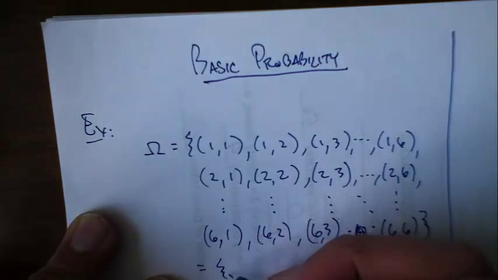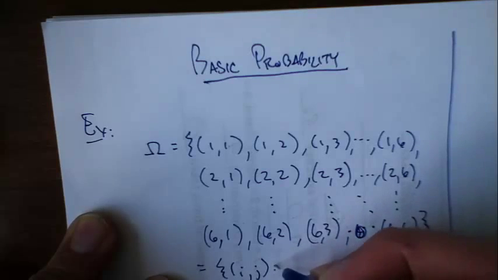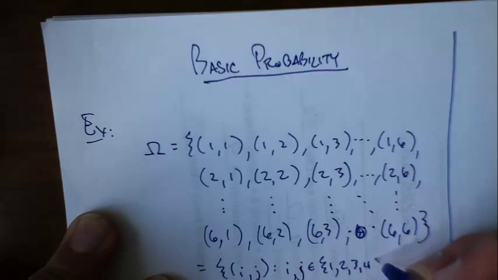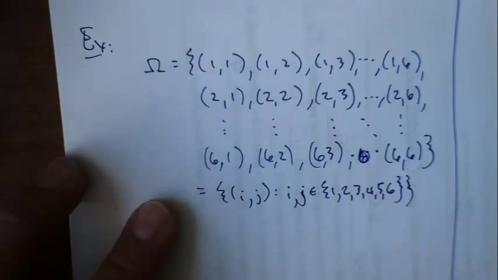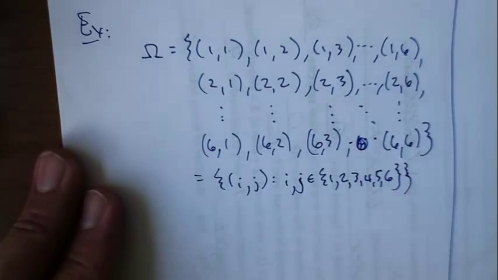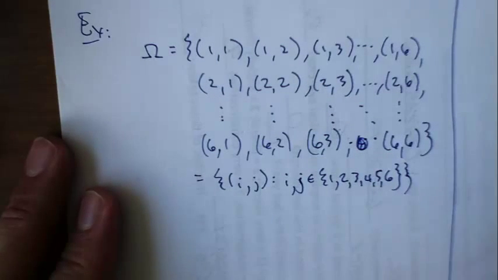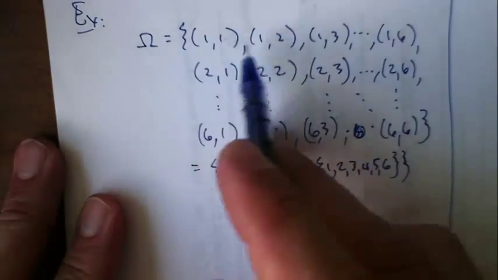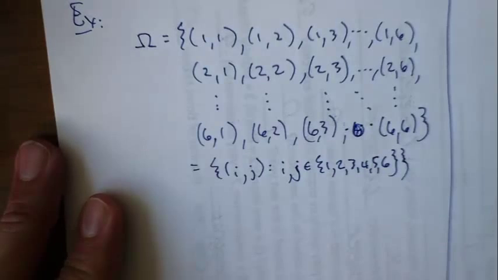Another way to say that is it's the set of all pairs i, j, such that both i and j are elements of {1, 2, 3, 4, 5, 6}, the integers from 1 to 6. You could write it like that. Now, I'm going to write this out real quick in a different way, just so that we can have a nice picture to work with. But this is how you want to think of it in set notation, because remember, you want to think of sample spaces and events as sets. Events are subsets of the sample space.